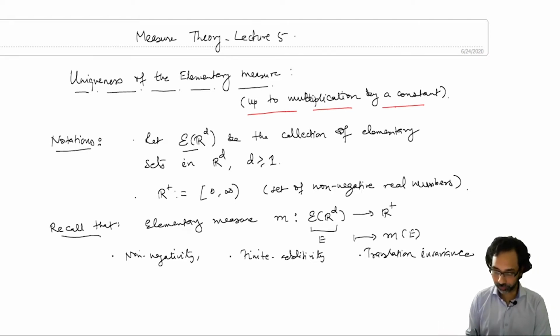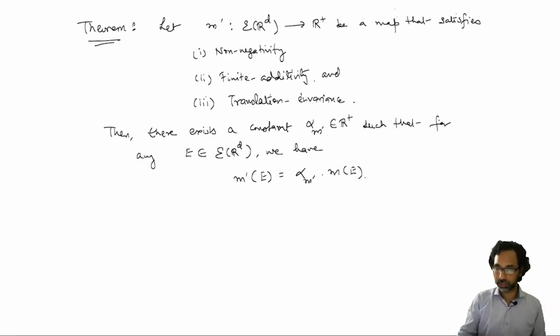So now if we suppose that we have another such map which takes as input an elementary set and gives you an output in R plus, and it also satisfies non-negativity, finite additivity, and translation invariance, then we will see that it will be related to the elementary measure by a simple multiplication by a constant. So let us state this theorem. So this is our theorem.